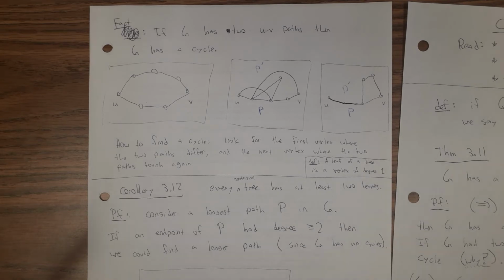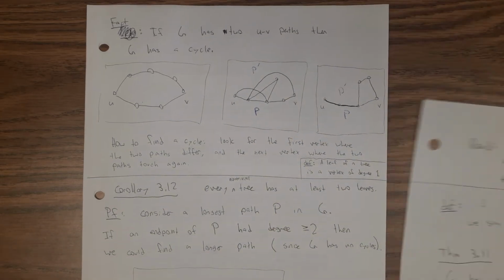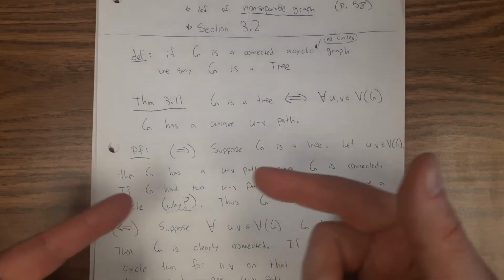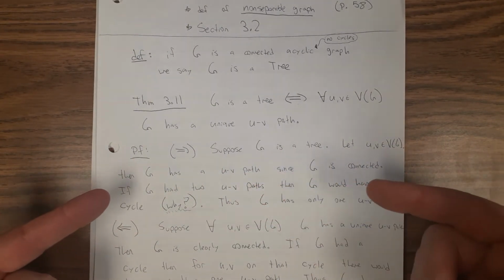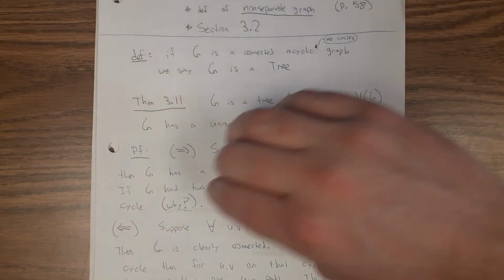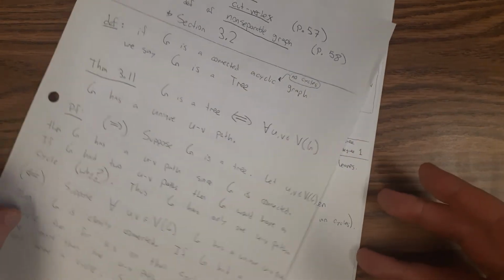So that's my explanation for why this part of the proof was true. If a graph has two UV paths, then the graph must have a cycle. And then, if you recall, that was our contradiction.